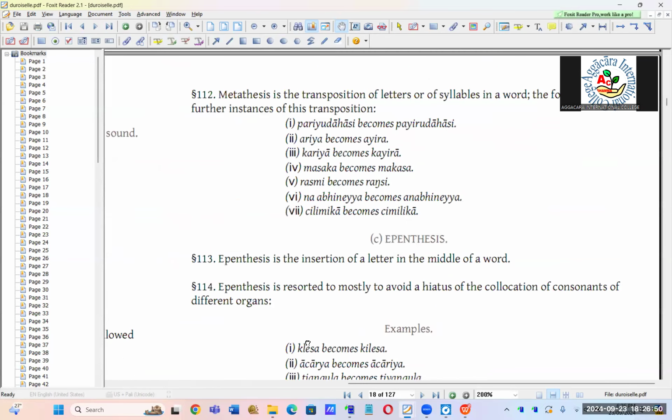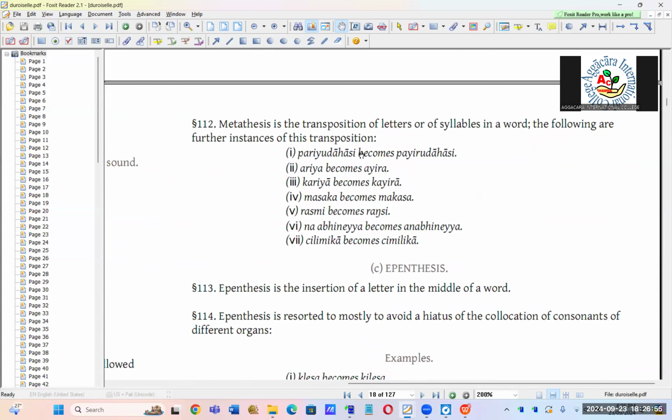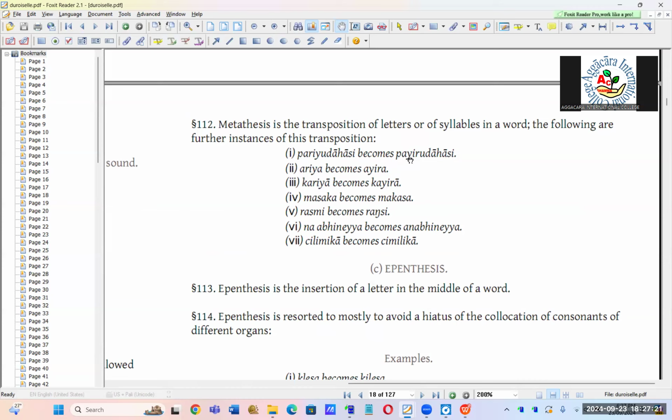I think this one I go quite fast here, okay? Because I will explain in another book later, right? Metathesis is transposition. So this example is very clear. Pali Udahasi. So R and Y change to Pai Rudahasi. Aria is the normal one, so say Aria. Garia changes to Gaira. So you notice that it's something to do with the letter R here. So the R changes place. Garia, Gaira.